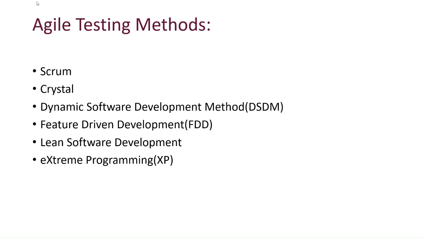To test the agile methods, we have different types of testing methods. These are examples like Scrum, Crystal, Dynamic Software Development Method, Feature Driven Development, that is known as FDD. Next, Lean Software Development, Extreme Programming, XP.